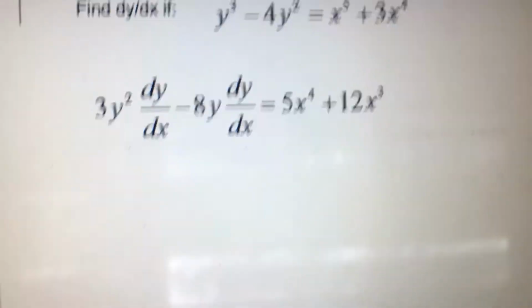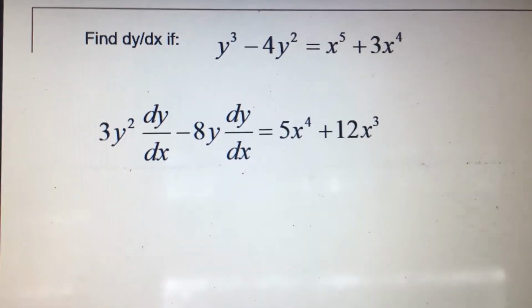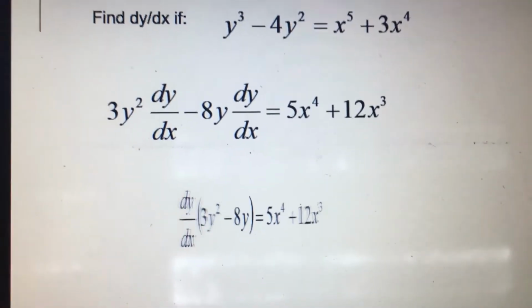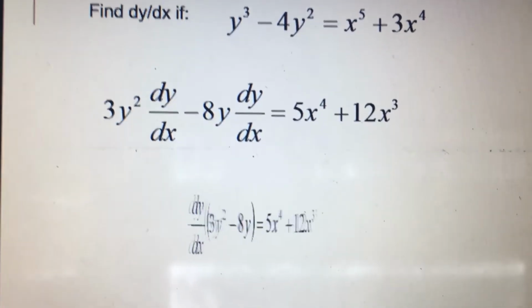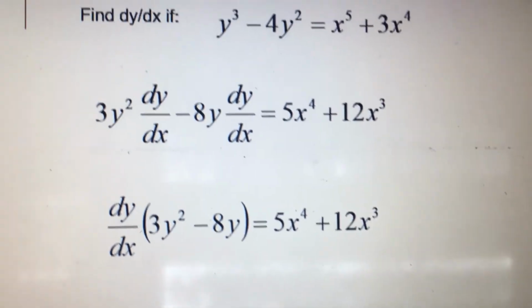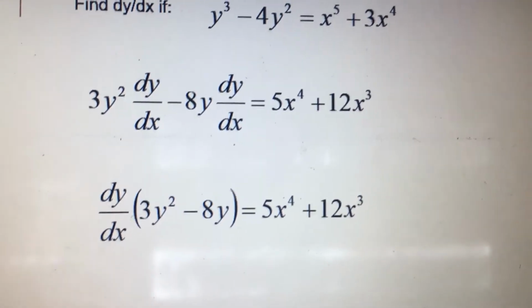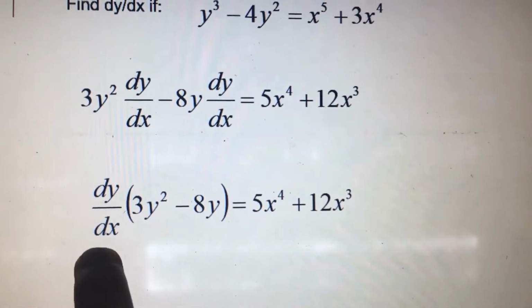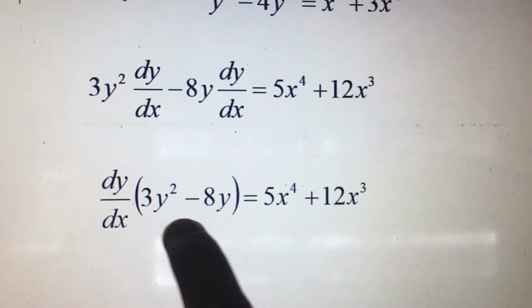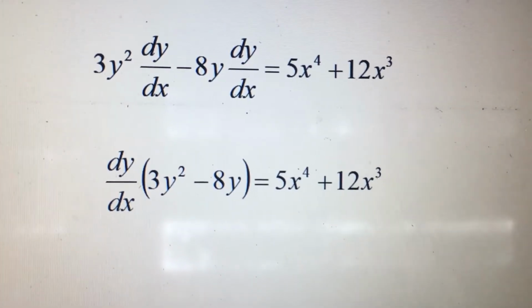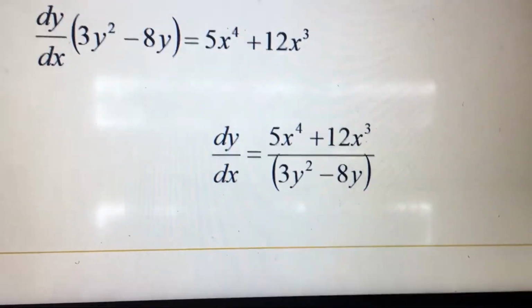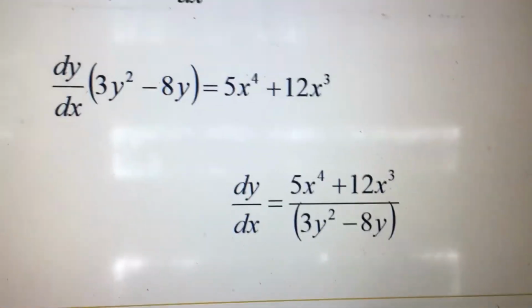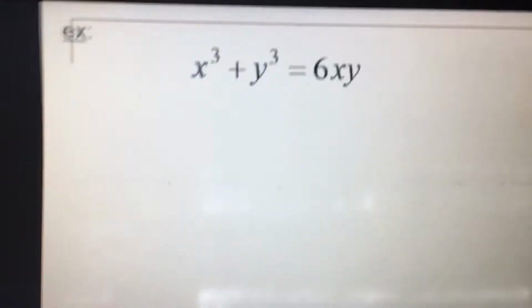Next. Anong next natin gawin? So, factor out. So, pinalabas natin yung dy over dx or simply called y prime. Then, after that one, para ito na lang yung maiwan, you are going to divide this one by 3y squared minus 8y. And this is now your dy over dx. Okay? Let's have another example.